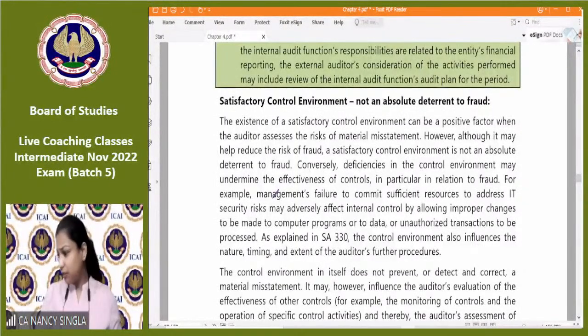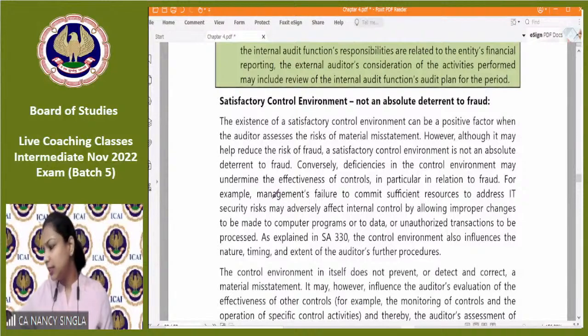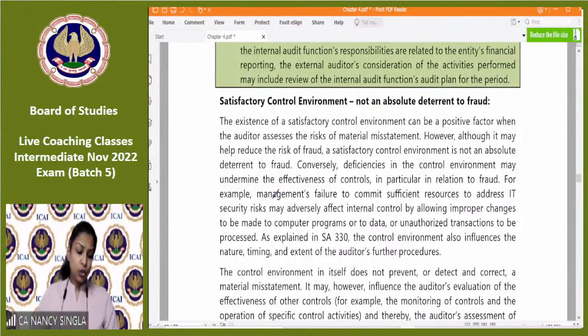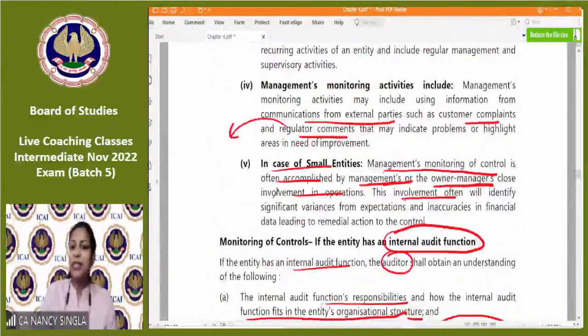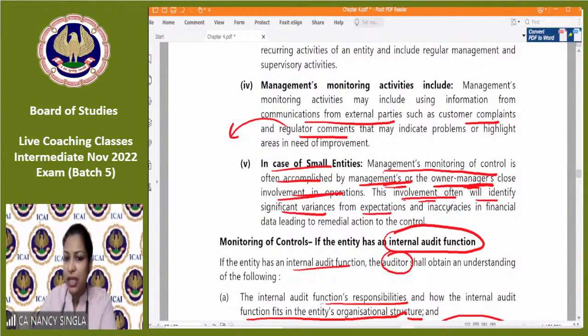Which is point number 5? Whose query is this? Hiral, please tell me which point number 5. In case of small entities, quickly send in your reply, your query. So in case of small entities, monitoring of control, let us just have a look here. Very simple. It says management's monitoring of control is often accomplished by management's and owner-managers' close involvement in operations. This involvement often will identify significant variances from expectations and inaccuracies in financial data, leading to remedial action to control.